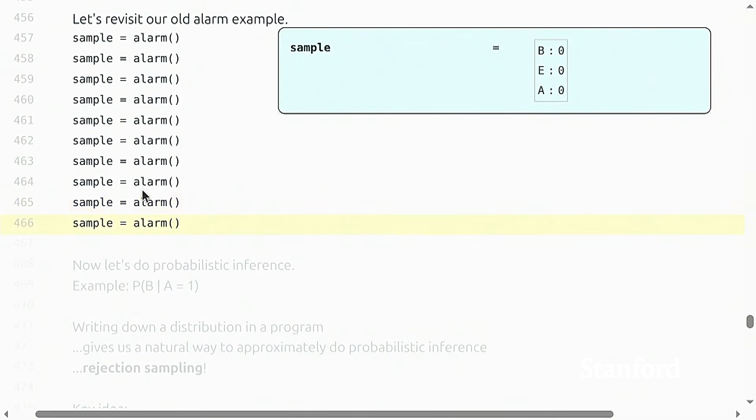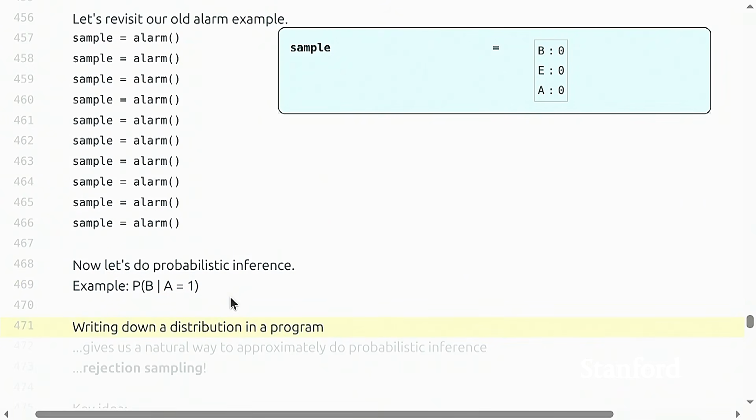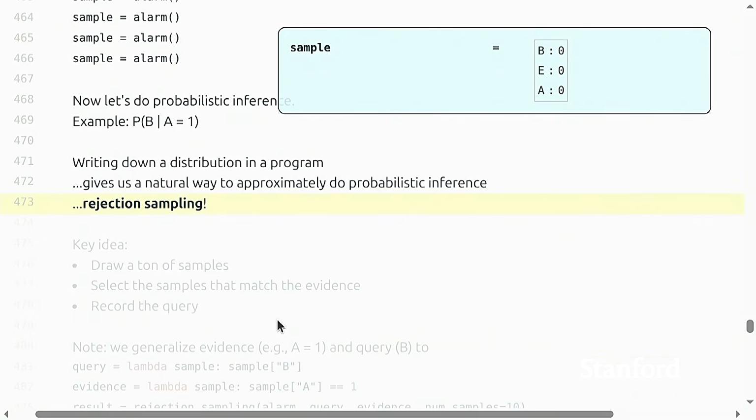So now let's do probabilistic inference. How would you do probabilistic inference using this probabilistic program, which represents a Bayesian network and therefore a joint distribution? Suppose you wanted to compute the probability of B given A equals 1. Okay? So because we've written the joint distribution in a program, this gives us a natural way to do this probabilistic inference, and it's a way called rejection sampling.